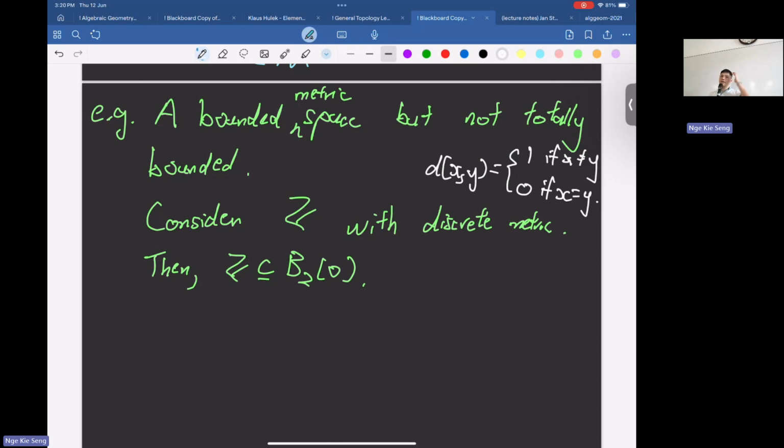But it's not totally bounded. Meaning you want to find an epsilon such that no finite number of balls can contain this set. Can you think of one? 1/2? Let's think, 1/2. Did you cover anything or not? At least you need to cover some point, right? So let's say 1/2. Let's try the ball of radius 1/2 around x.